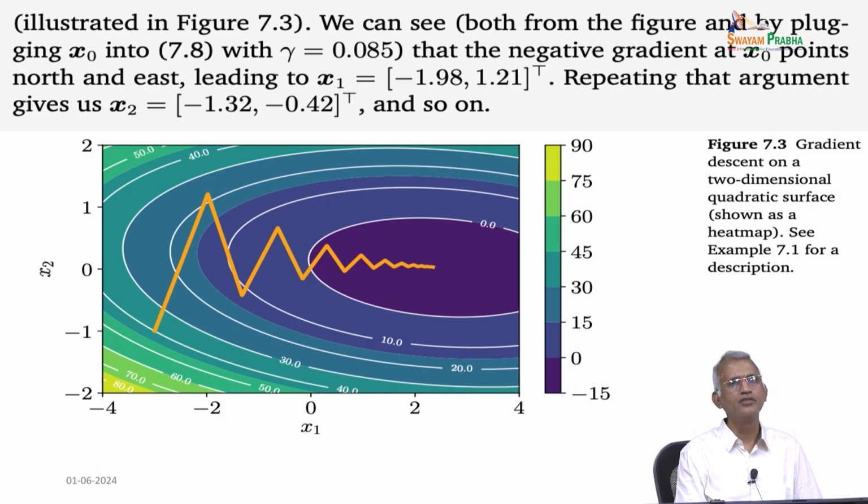After getting all the values and substituting in the x axis, y axis with the help of Maple or MATLAB, you have to use it. Plugging x naught into 7.8 with nu equal to 0.08, it means the negative gradient at the x naught point leads to the next point, which will come to minus 1.98, 1.21. Now, repeating the argument x1, x2 and so on, you plot on the graph, and it goes like this, the map.